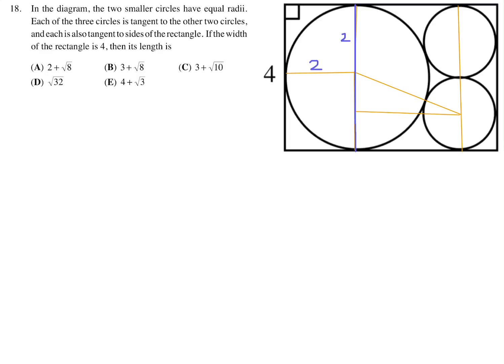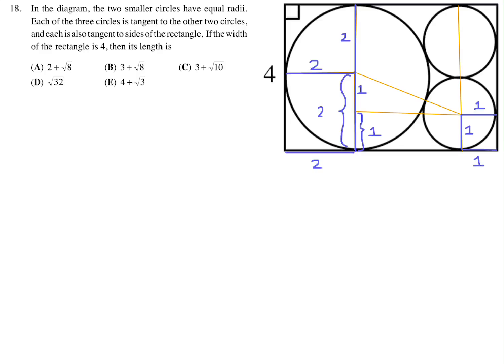So that means this guy right here, which represents a radius, is 1. And this one right here is 2. All right? So that means from here to here is 1, and therefore from here to here is 1. Okay? And similarly, since that is 2 from there to there, this is also 2, and this is going to be a radius, which is 1, and therefore that is also 1.